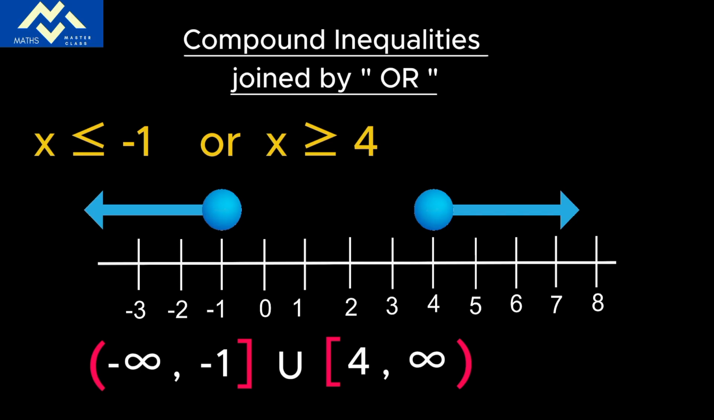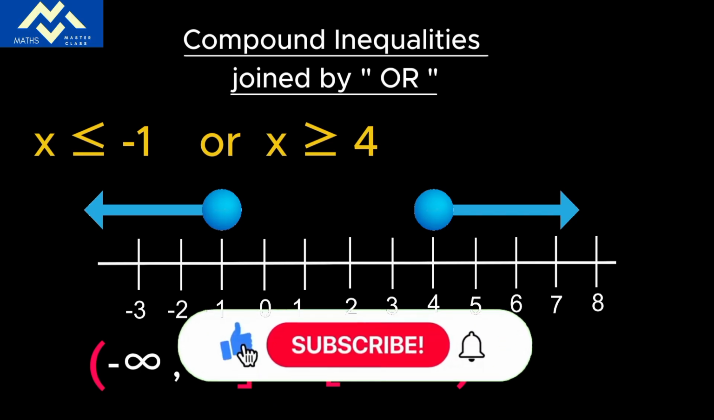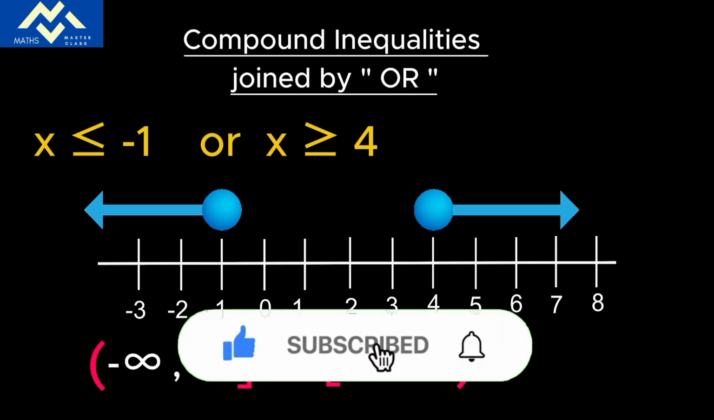Notice once again that infinity always uses a round bracket. A common mistake students make is using a square bracket with infinity. That is incorrect. Infinity is not a number. It represents an endless continuation. That is why we always use round brackets with infinity.